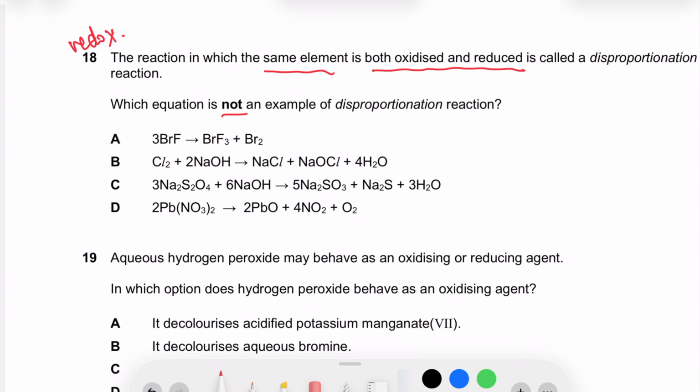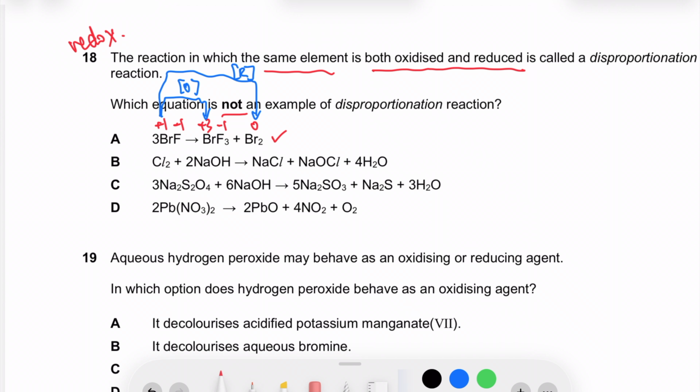I'll focus on bromine. Fluoride is -1, so this will be +1. Then this is -1, this will be +3. Then this will be 0. From +1 to +3 is oxidized. Then from +1 to 0 is reduced. So this one is a disproportionation. Just put a tick. They're choosing which one is not.